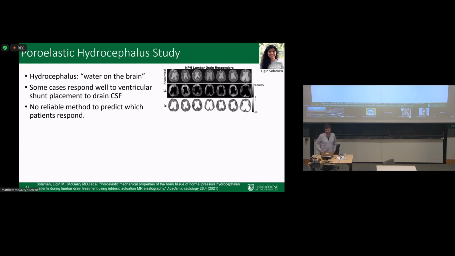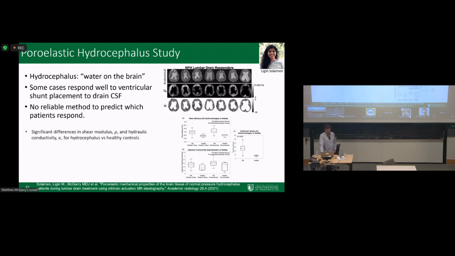Some patients respond really well to this, and then some patients don't. So there's not really any sort of reliable method at this stage to predict which ones do, and obviously you don't want to do brain surgery on someone who doesn't really need it. The results of the study showed that we did see significant differences in shear modulus and hydraulic conductivity for patients with hydrocephalus-like symptoms, as in large ventricles, and healthy controls.